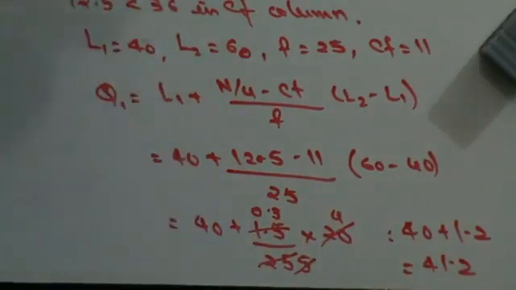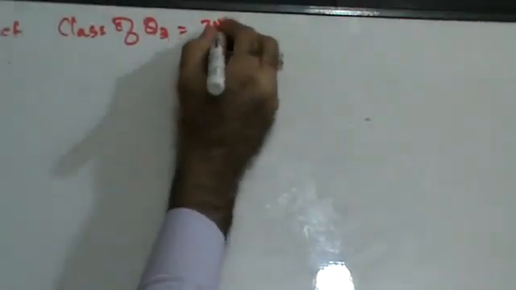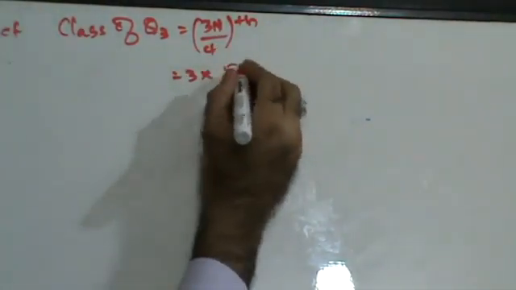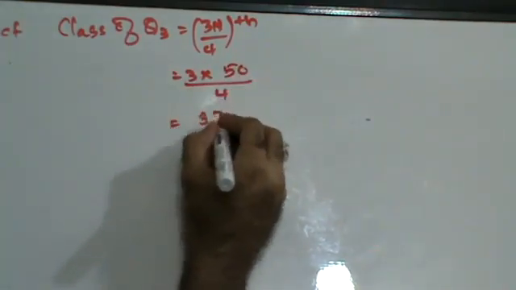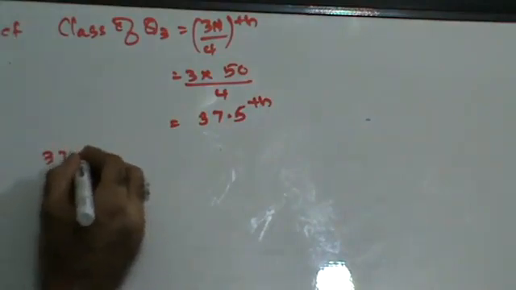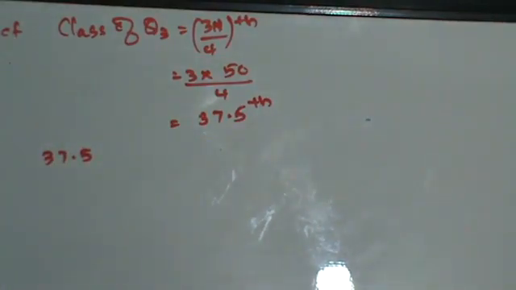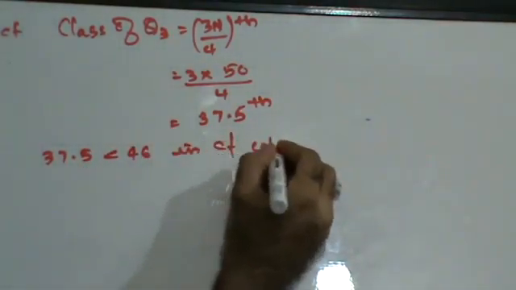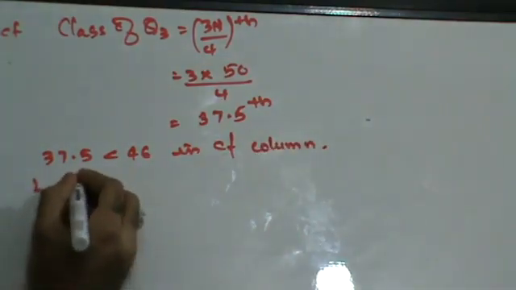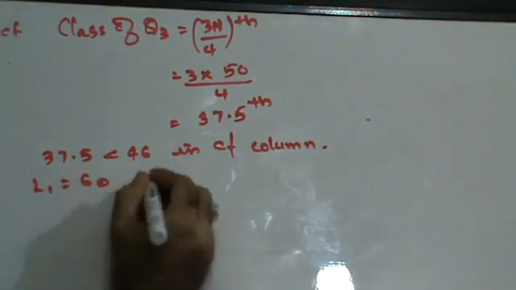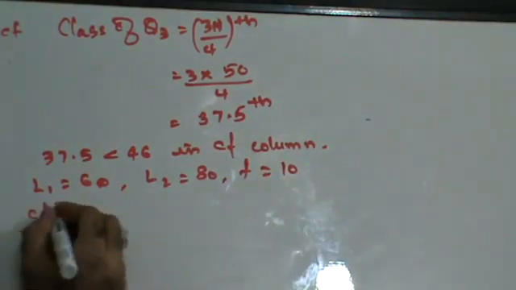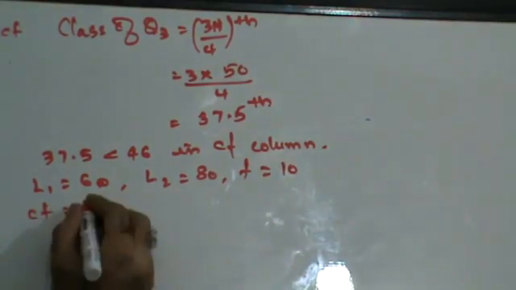Once you have this, then you can find out class of Q3. Class of Q3 is 3n by 4th term. So that's 3 into n. N is 50 divided by 4. That's 37.5th term. 37.5 is less than 46 in CF column. So in that case, I can say L1 is 60, L2 is 80, F is 10, and CF is the number above that, so that is going to be 36.